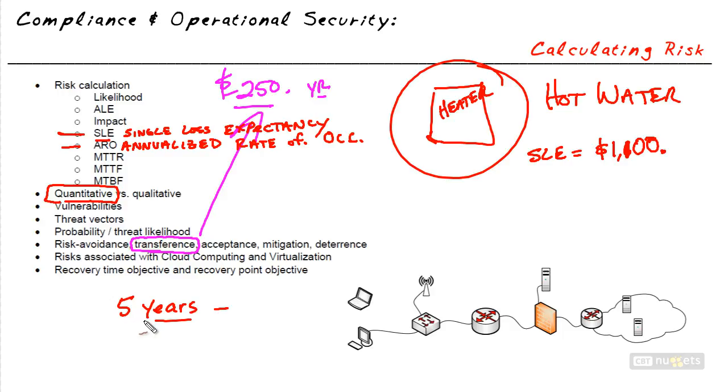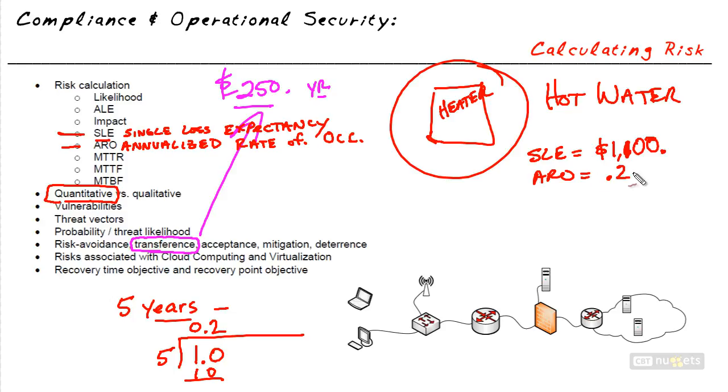So how do we take 5 years and get an annualized rate of occurrence? Well, what we're going to do is we're going to take the 5, that's the 5 years, and we're going to divide it into 1. Now, obviously 5 doesn't go into 1. However, we can start playing with a decimal point, and we can bring that to a 1, 0. So it goes into 1 exactly 0 times. And then if we bring this down, and the remainder is 10, and 5 goes into 10 exactly 2 times. So our annualized rate of occurrence, our ARO, is going to be 0.2.